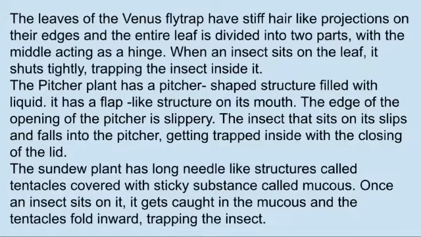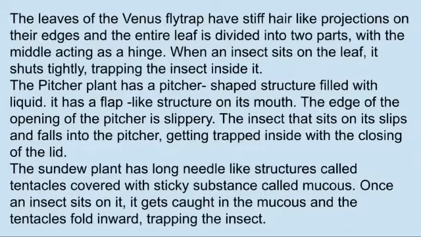The pitcher plant has a pitcher-shaped structure. What is the meaning of pitcher shape? It's a pot-like structure which is filled with liquid. It has a flap-like structure on its mouth, or you can say it has a lid. The edge of the opening of the pitcher is slippery and very sticky. So the insect that sits on it slips and falls directly into the pitcher, getting trapped inside with the closing of the lid. It acts like a bottle.